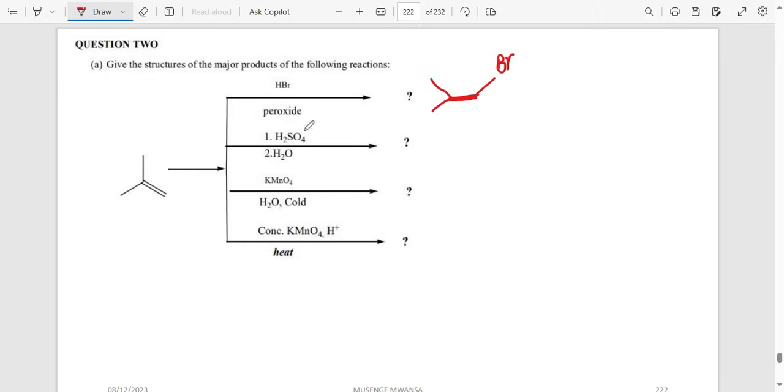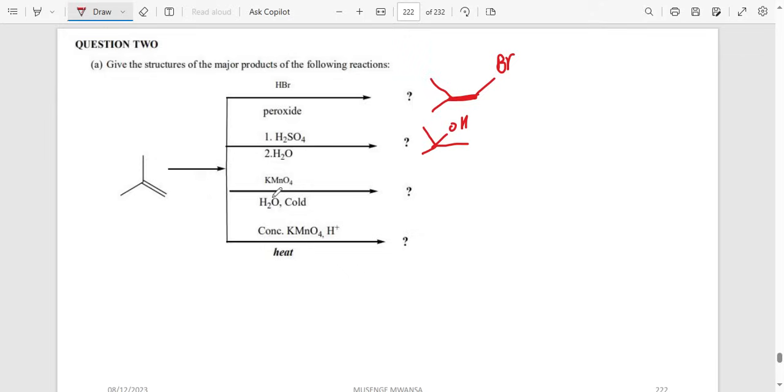Okay, for the next one, you are using sulfuric acid and water, and we already described this mechanism. This is called acid catalyzed hydration of alkenes. What do we form? What did we say we are going to form? We form an alcohol. But then, is the alcohol going to attach at A or at B? At A. Remember this one follows Markovnikov addition.